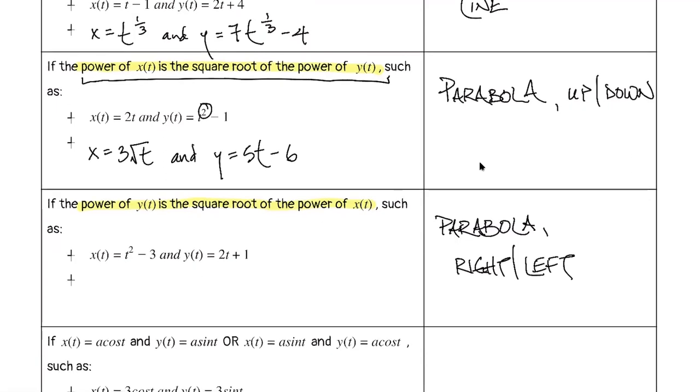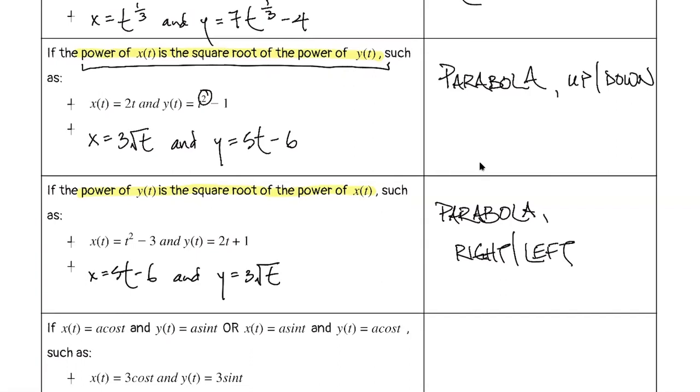All right. So if we switch that idea, the power of y is smaller than the power of x, then we end up with a parabola that opens left and right instead. Okay. So maybe another example of this would be x equals, we could just switch what we had from before. And that would give us the same kind of shape, a parabola, but facing a different orientation.